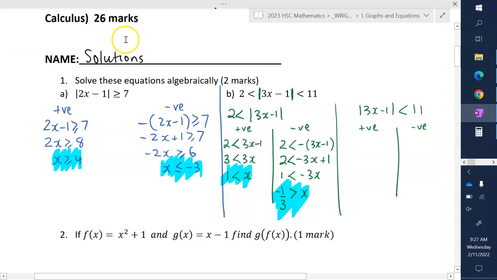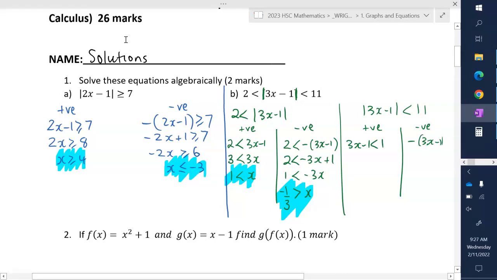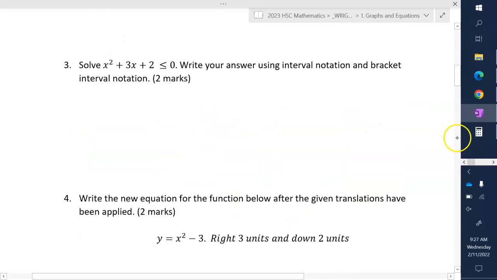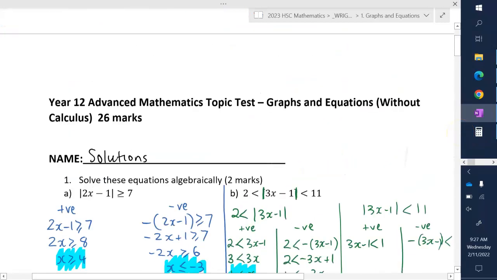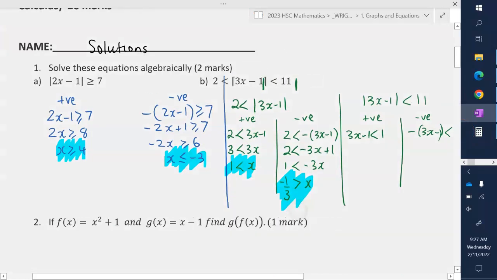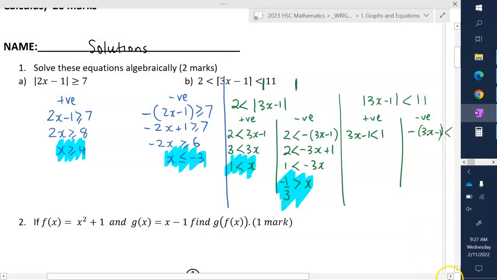There's also 2 more solutions on the other side, positive and negative. 3x minus 1 is less than 11, and minus 3x minus 1 is less than 11. Oops, we've lost it there. Back up here. Just slide my OneNote over a little bit.